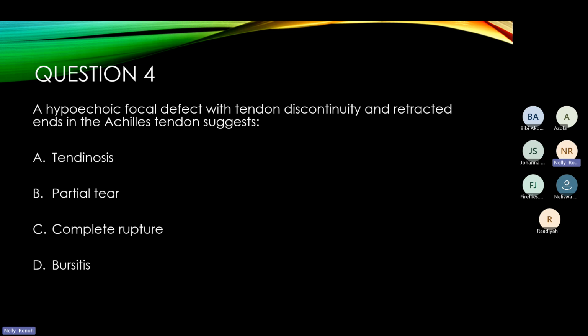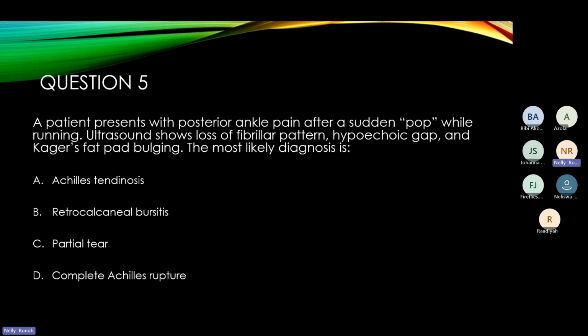Then we have a patient who presents with posterior ankle pain after a sudden pop while running. Ultrasound shows loss of fibrillar pattern, a hypoechoic gap, and Kager's fat pad is bulging. The most likely diagnosis in this case would be what?